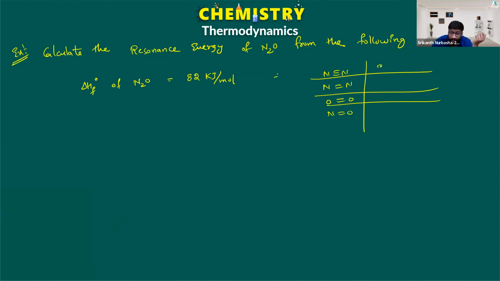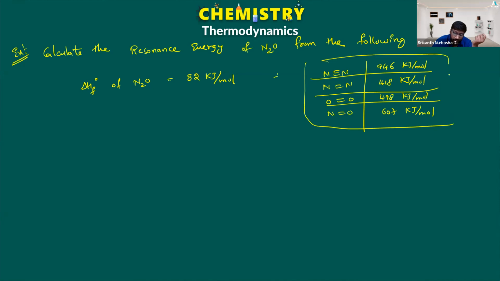N triple bond N is 946 kilojoule per mole, 418 kilojoule per mole, 498 kilojoule per mole, 607 kilojoule per mole. Do it, all of you.